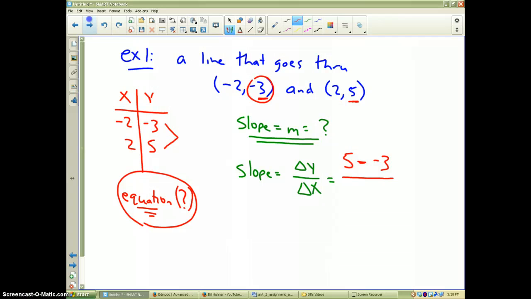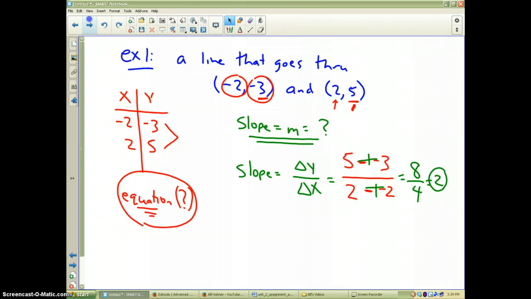So 5 minus -3. On the bottom, we're going to do the x coordinates. So since the 5 went first on the top, the 2 has to go first on the bottom. So I'm going to go 2 minus, and this is a -2. And I need to solve that. Well, we all know minusing a negative means to add, so therefore I get 8 divided by 4, which is equal to 2. That is the slope that I'm going to use in my problem.